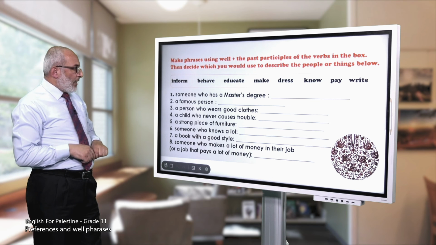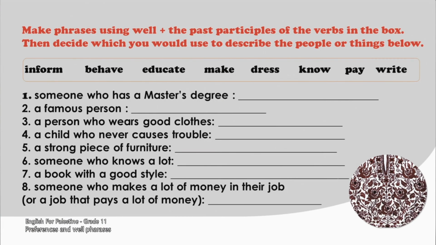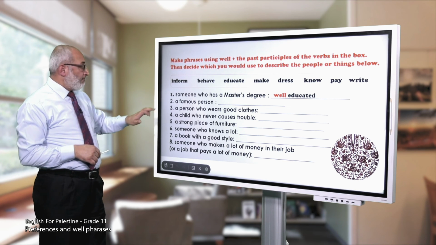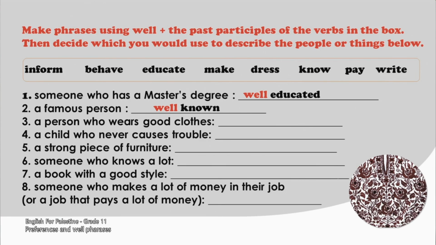Let's start with number 1. Someone who has a master's degree. He is well educated. Good. A famous person. Well known. A person who wears good clothes. He is well dressed.